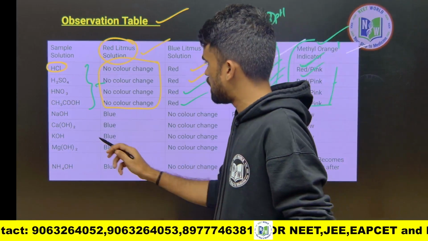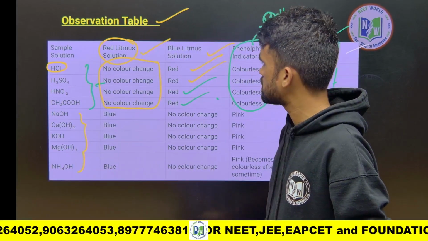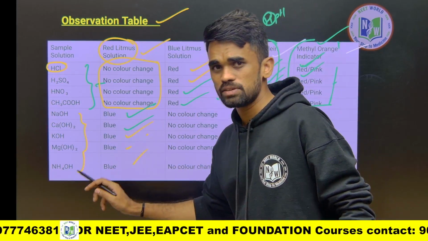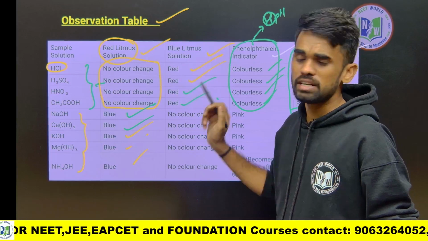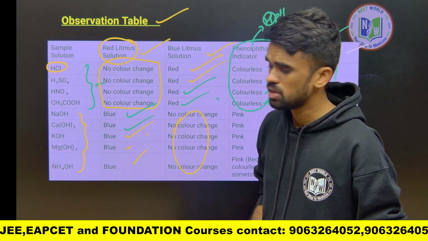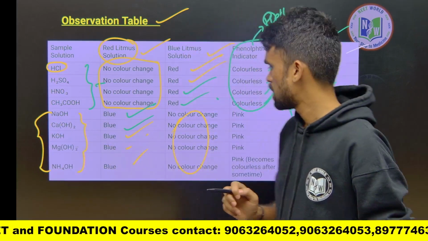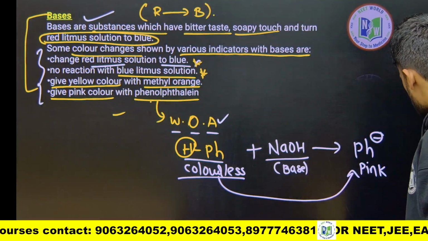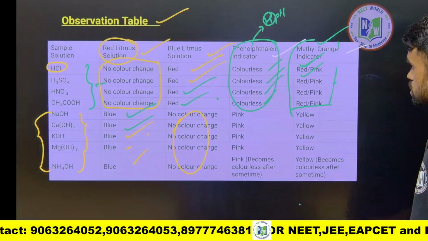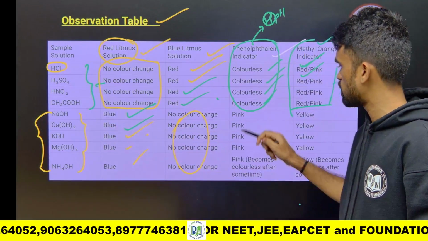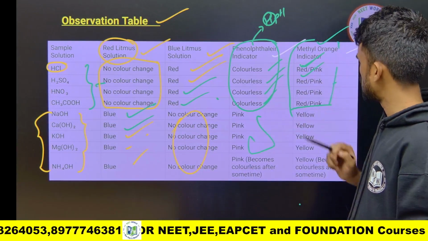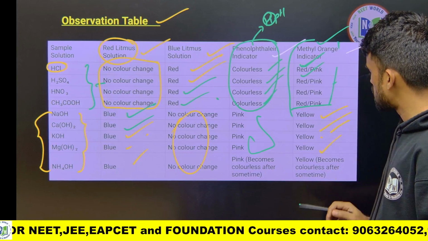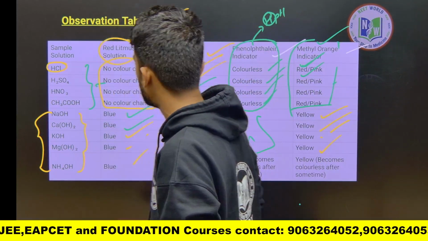Now, let us discuss these bases. Here we have bases. Red litmus converts into blue in this case, right? And if I add blue litmus solution to the base, there is no color change. So it indicates these are bases. Now phenolphthalein, which we discussed in the last slide: when we add bases, it forms a pink color solution. And when it comes to methyl orange, the color change we will see is yellow, so orange color converts into yellow color. This is what you need to remember here.